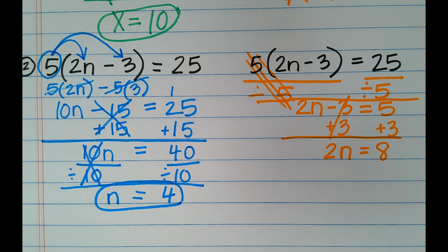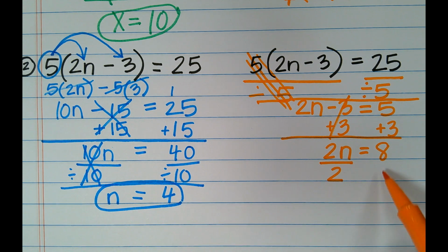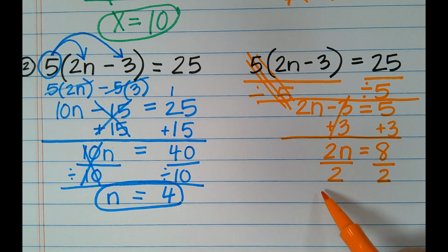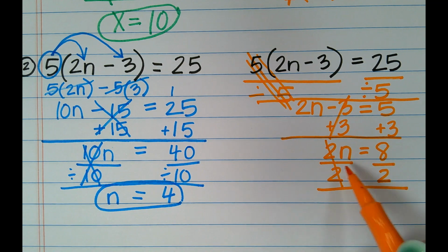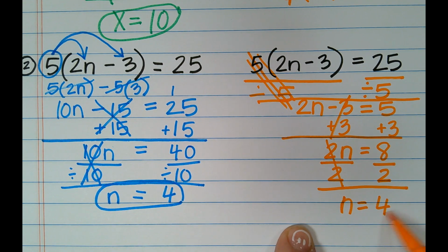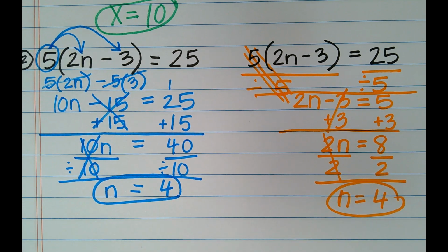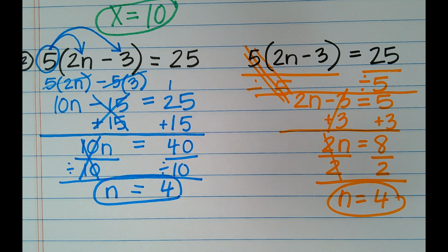Now what would we get ready to do? You tell me. We're doing it again. We get ready to divide the 2 into the 8. 8 divided by 2 is what? 4. It's n equals 4. And look, we got the same answer. Both ways work. Isn't that nice? Thank you for reminding me that we can do it that way.